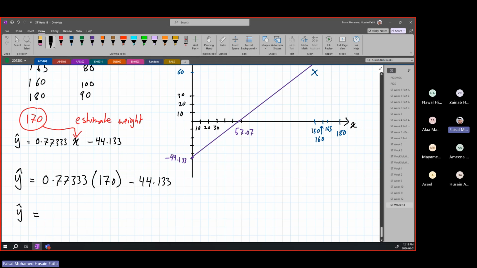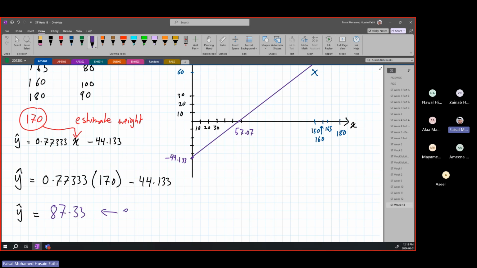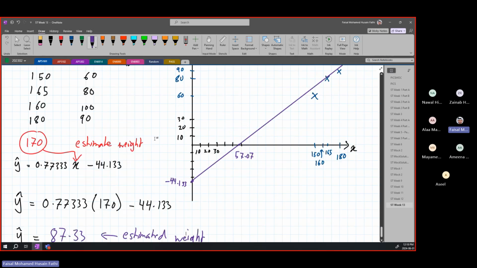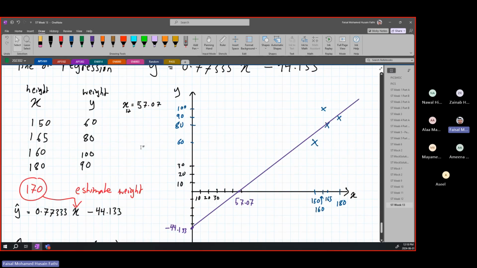So the weight of this person is going to be 0.77333 times 170 minus 44.133, which is estimated. Remember, this is an estimation of 87.33 kilos or whatever. All right. This is the estimated weight. And this is how you are using statistics to analyze data. This is the whole point of analyzing data. It is trying to find the relation between them.